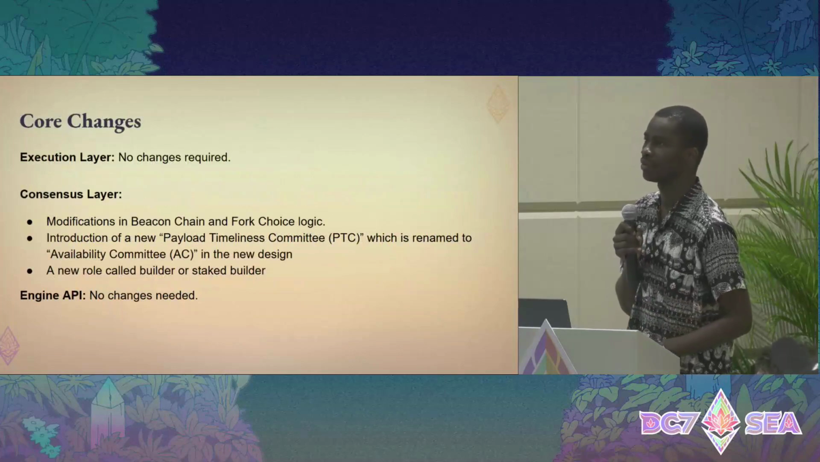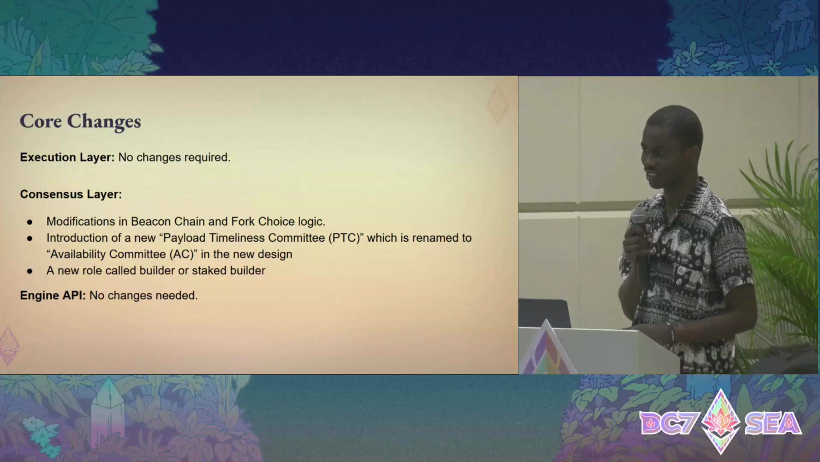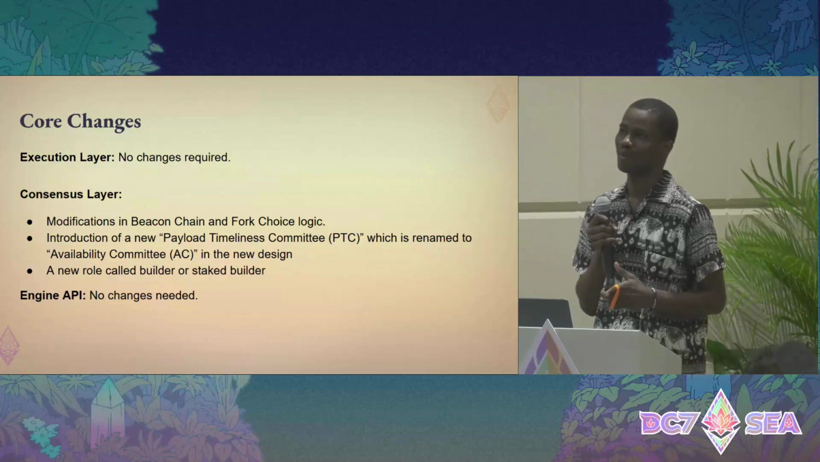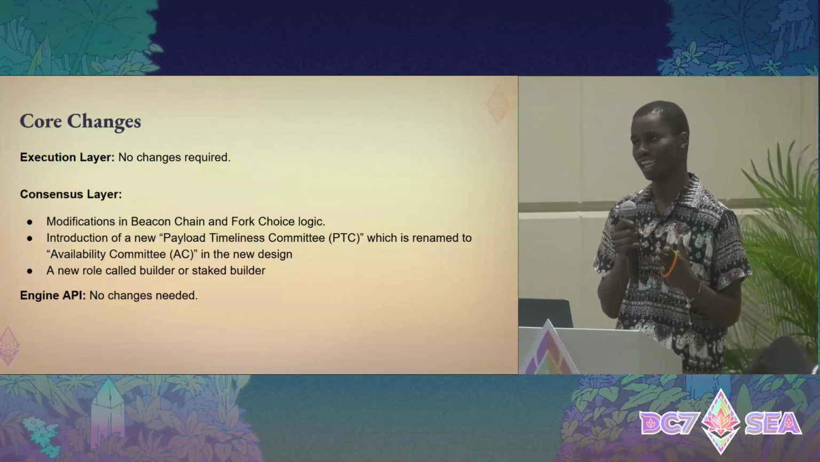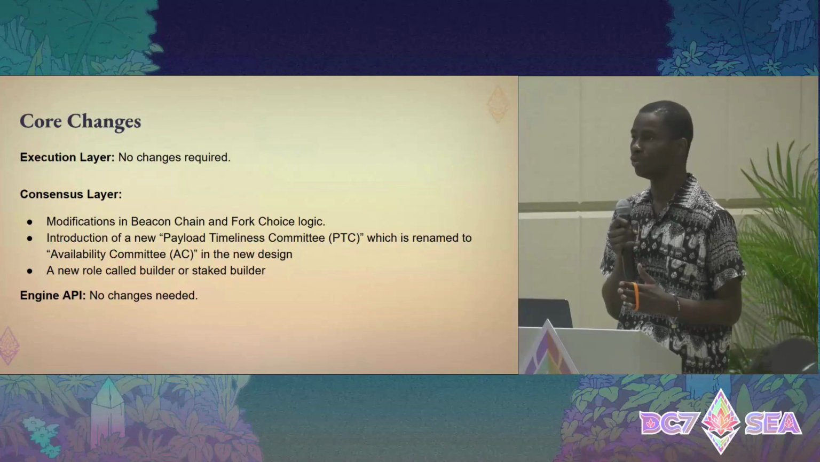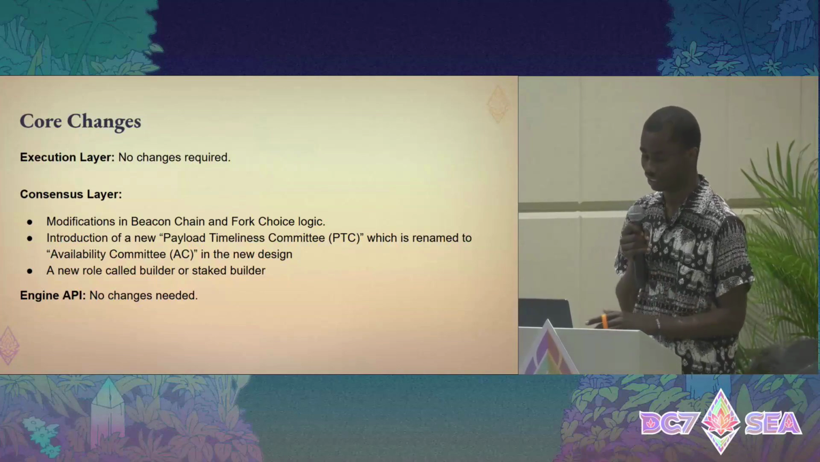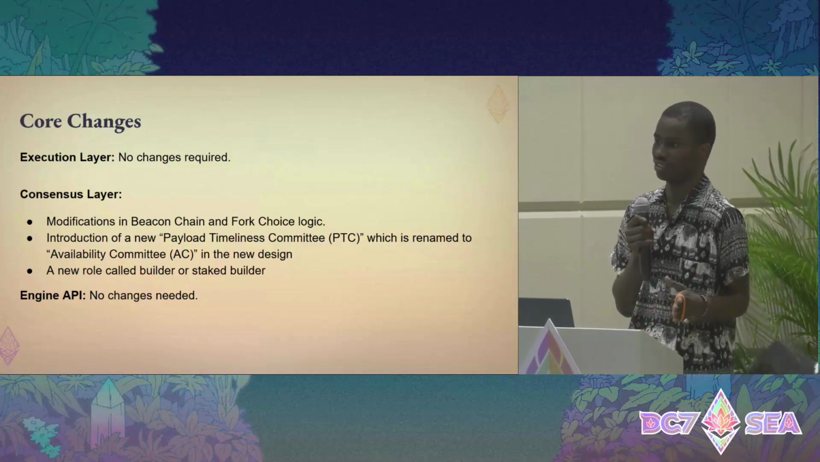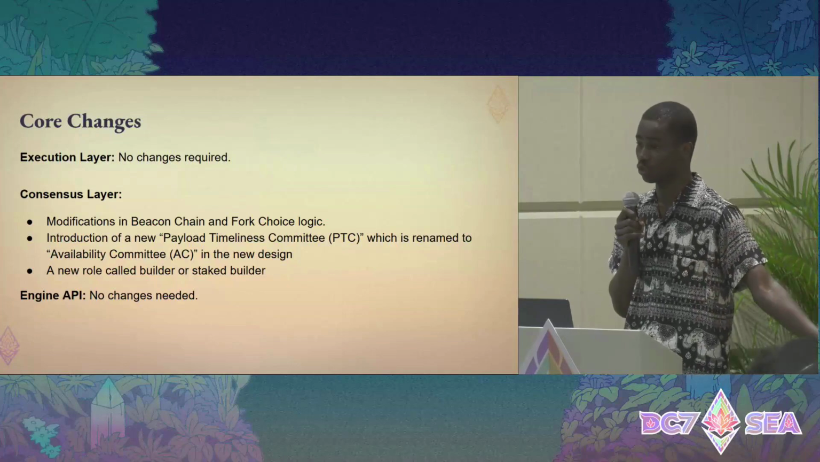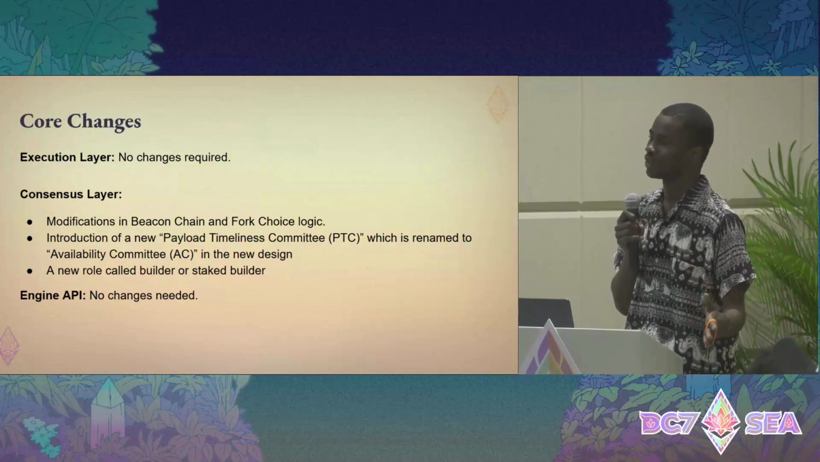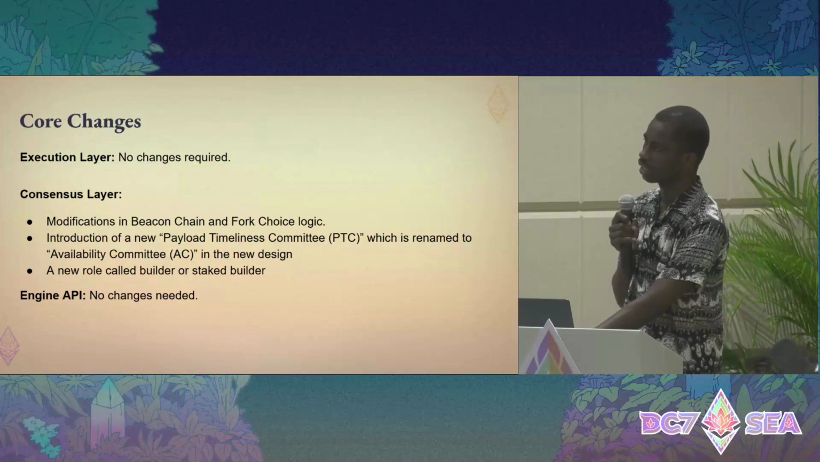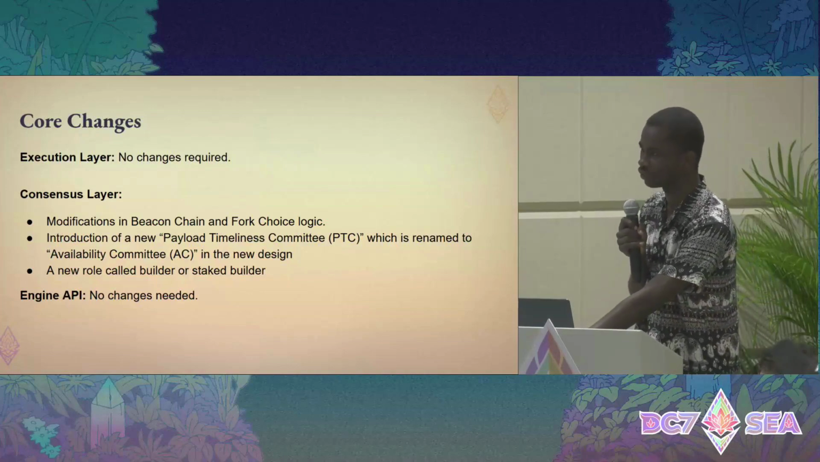As for core changes, our approach was simple: it's research work that has been in the pipeline for a long while. So what I did was implement it based on the spec that had already been written. In the execution layer, no changes were required, so it keeps the execution people happy. Almost all the implementation had to be done on the consensus layer, and the two major parts were the beacon chain and the fork choice logic.